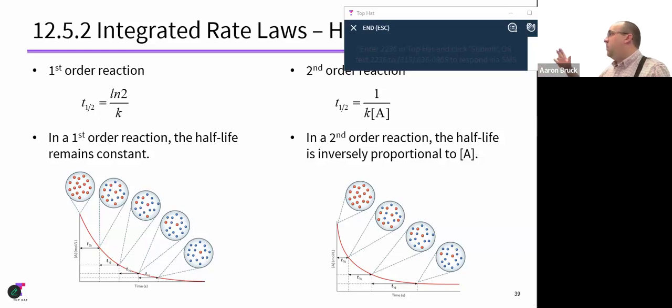Now for second order reactions, again, we can see that not only is there a reference to the rate constant K, like there is in all of them, but again, A is a factor as well. And it's also an inverse factor. The higher the concentration of A, the faster the half-life is going to be. It's going to take less time.